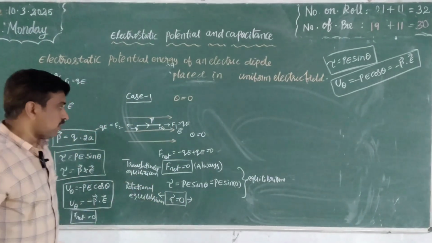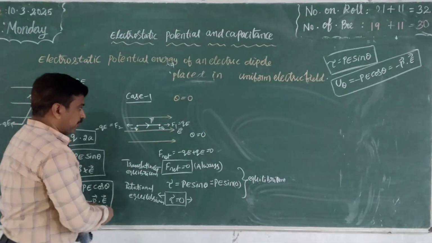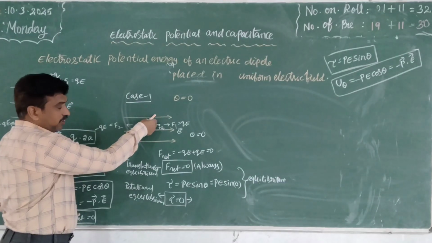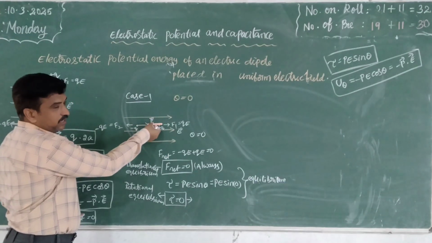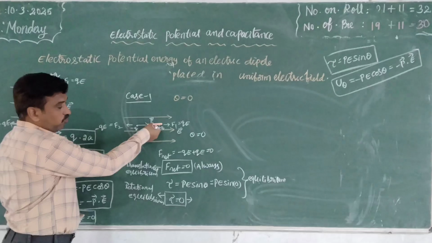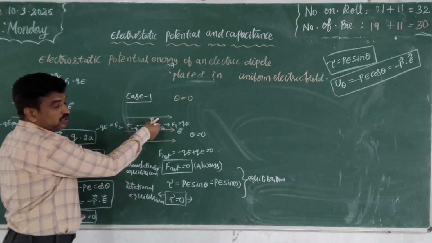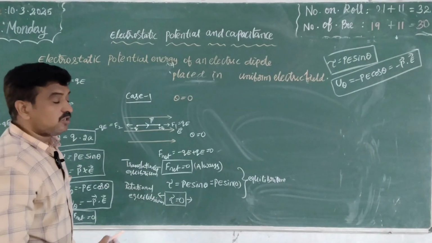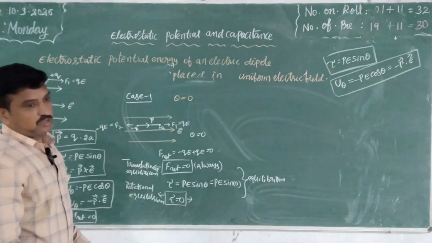In this case, see here, this is the electric dipole. If it is moved slightly upward, displaced, and then released, what happens? It will return to its original position. So after being displaced slightly, it gets back to its original position. That equilibrium we call stable equilibrium.